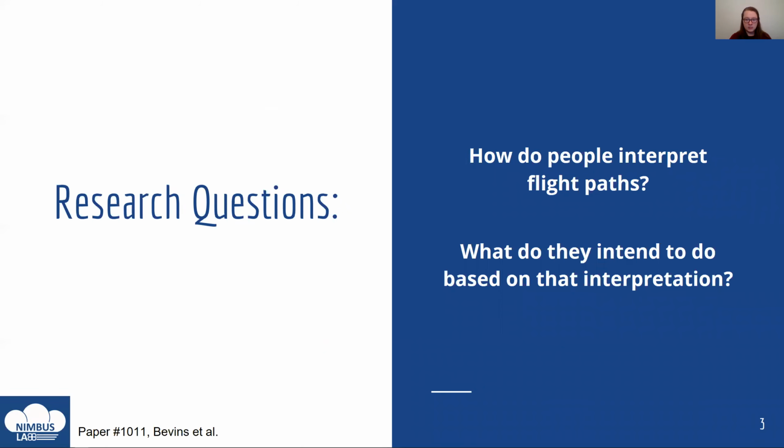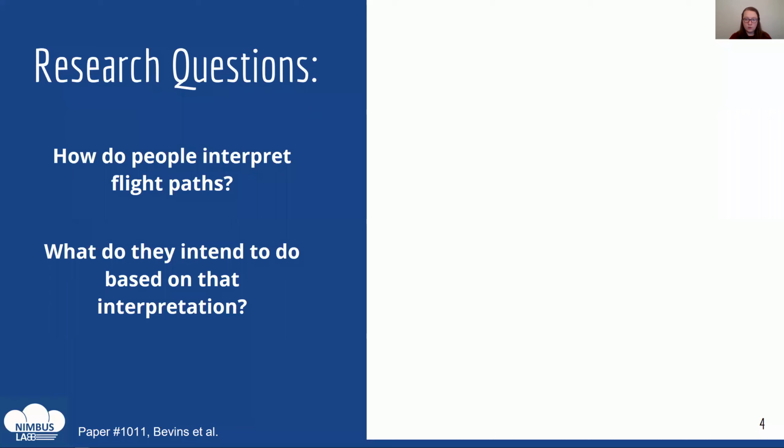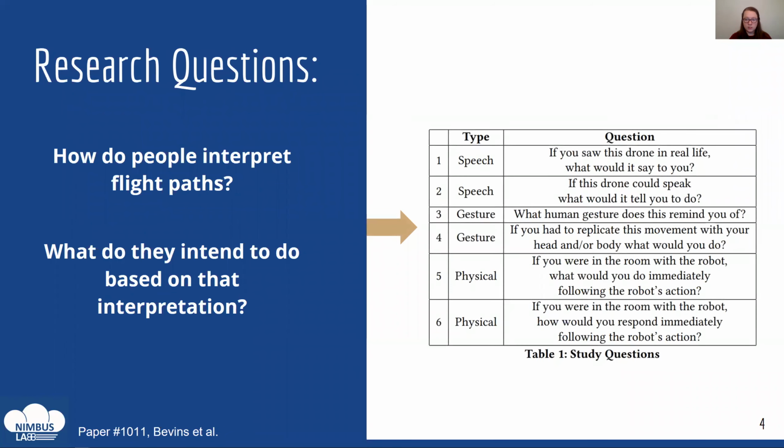Imagining this scenario leads us into our research questions, which directly are: how do people interpret flight paths, and what do they intend to do based on that interpretation? To try to answer these questions, we embarked on an exploratory study with a total of 120 participants on Amazon MTurk. The first step in beginning this study is to form our research questions in a way that will provide fully formulated, actionable responses. The 6 questions that we begin with are featured on the right side of the screen.